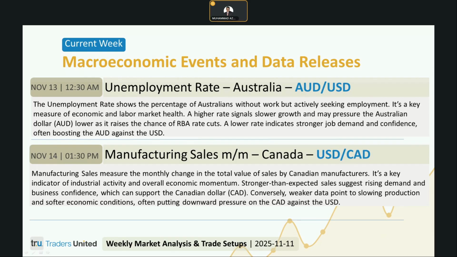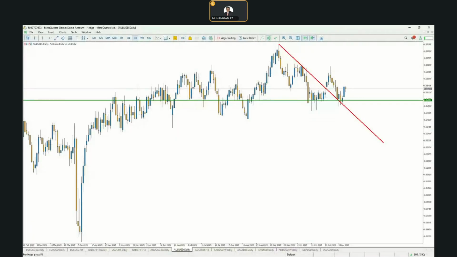Canada's manufacturing sector has faced headwinds from higher borrowing costs and softer global demand, but recent indicators hint at possible stabilization. If Canada's manufacturing sales figure beats expectations, it would signal stronger business activity, likely boosting the CAD and putting downward pressure on the US dollar versus Canadian dollar currency pair.